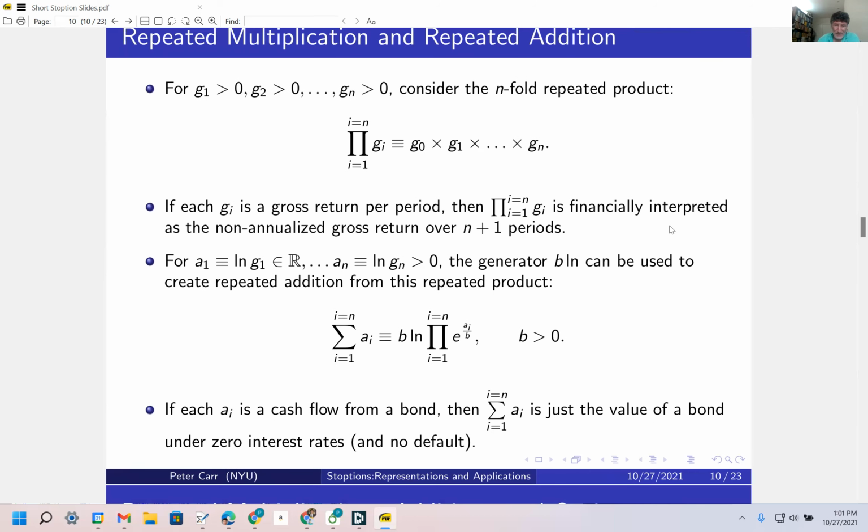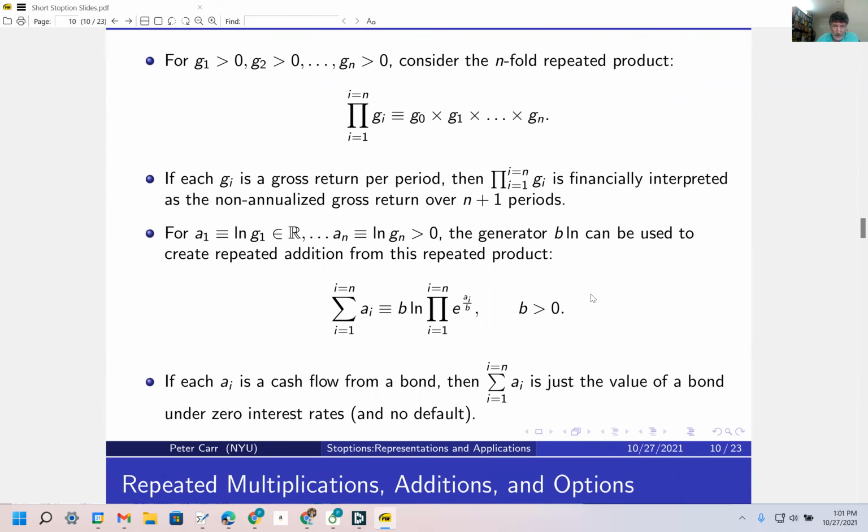Now if we just take logs of gross returns, we get log price relatives. If we simply apply as a generator b times natural log, which you can think of as log for a base e to the 1 over b, then you're converting the multiplication of gross returns into the addition of log price relatives, which is something I know you're incredibly familiar with. And so that's one interpretation of a repeated sum.